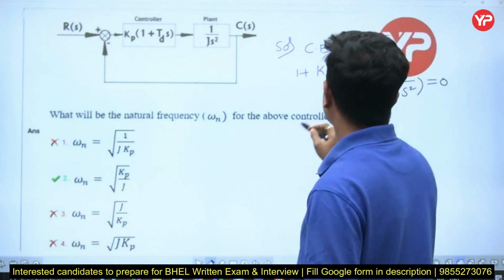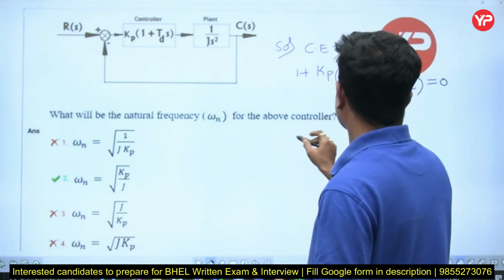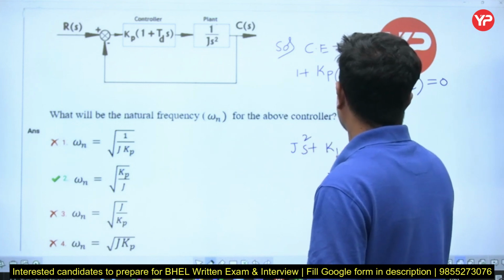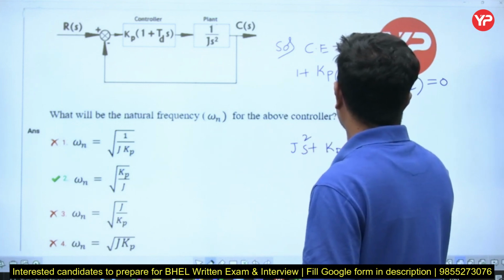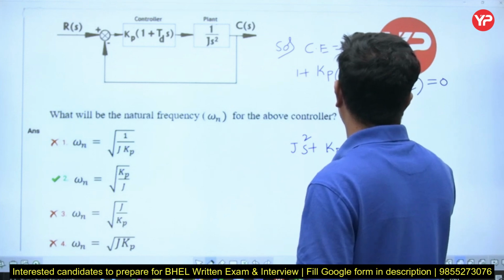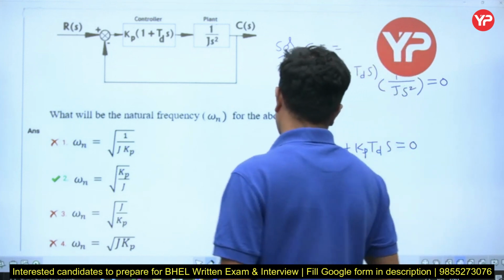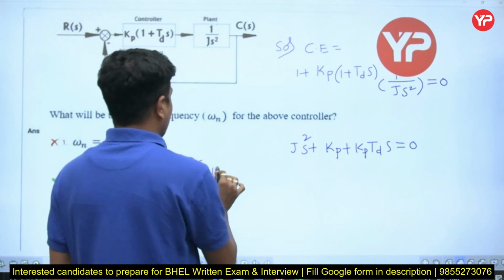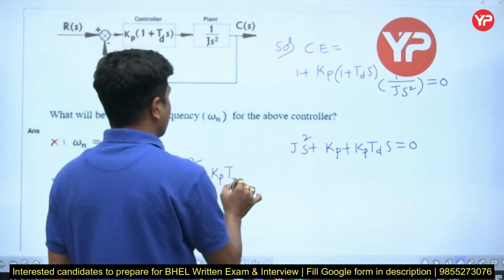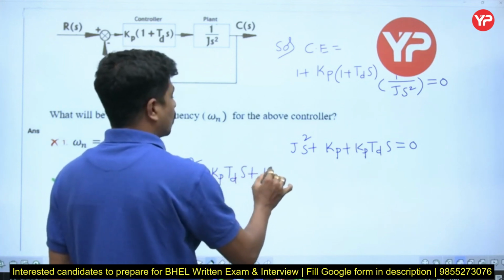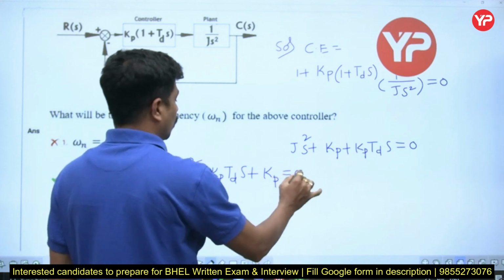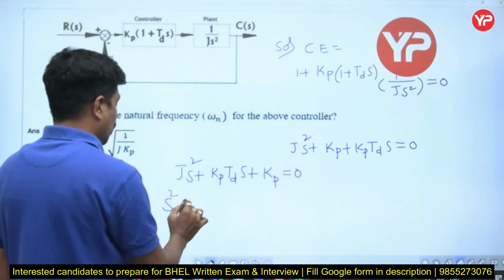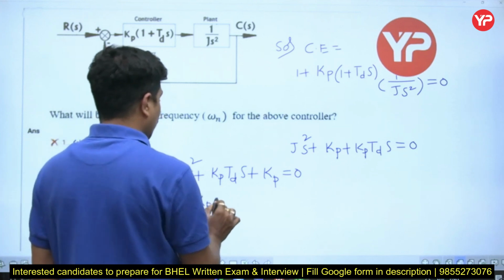Now let's get it. What we get? That is Js square plus Kp plus Kp TDS is equal to 0. Just come here. Js square plus Kp TDS plus Kp is equal to 0. Now let's take this J common. Why? Because you will understand why I am taking J common.